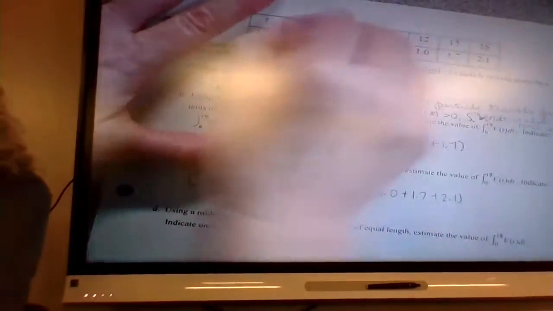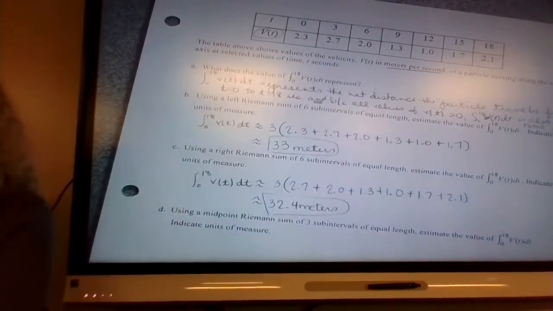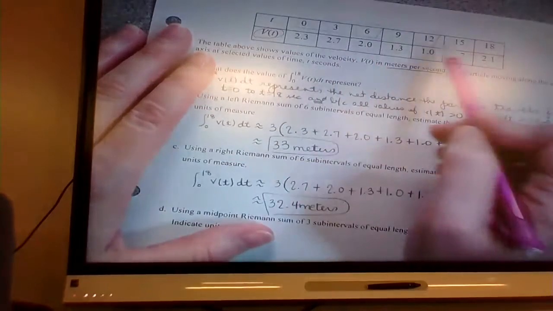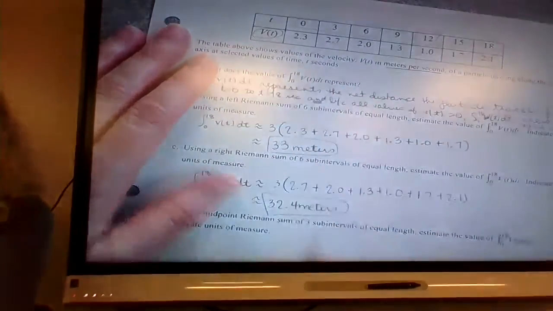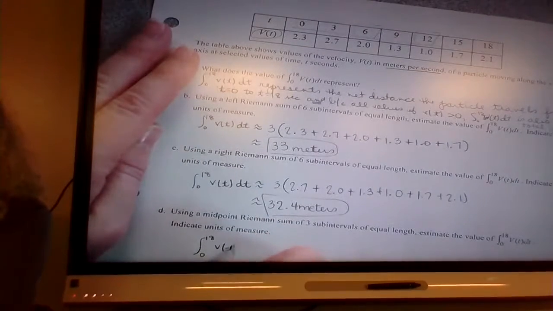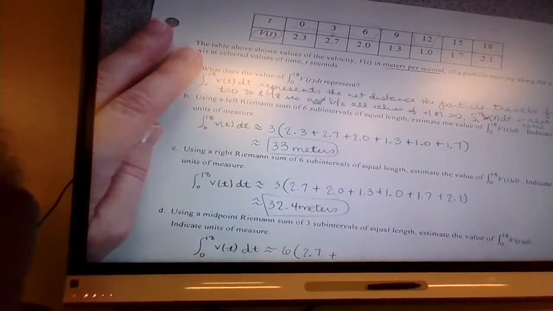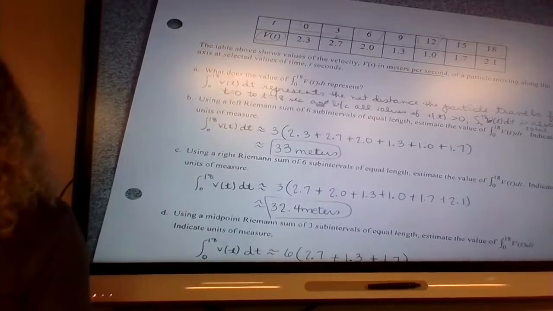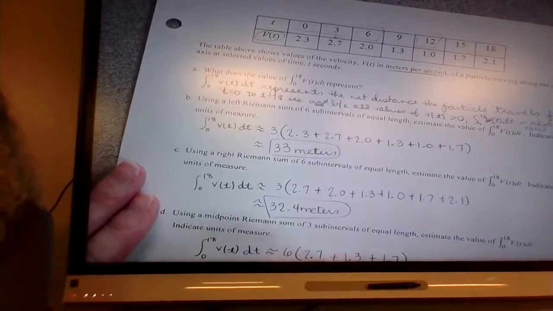And now a midpoint. So I'm going to erase this so we can kind of see what we're doing. All right. Three subintervals of equal length. So that's going to be 1, 2, and 3. So these subintervals are at a length of 6. And in the middle of that one is 2.7. In the middle of this one is 1.3. And in the middle of that one is 1.7. So that's 34.2 meters.